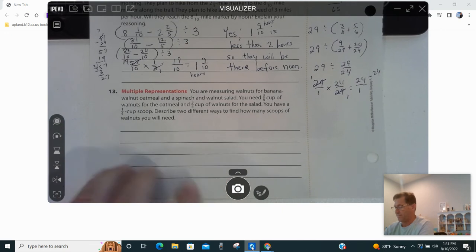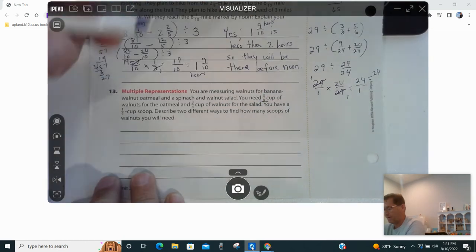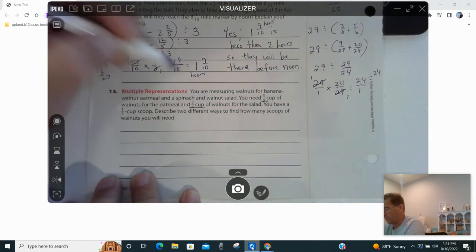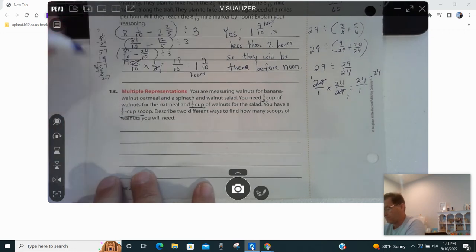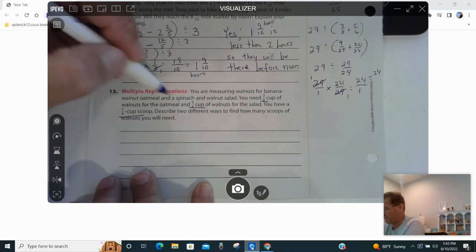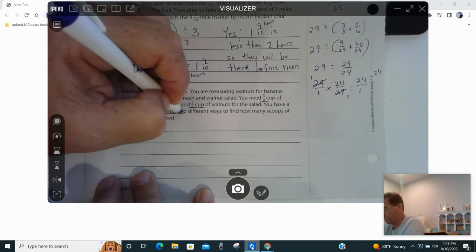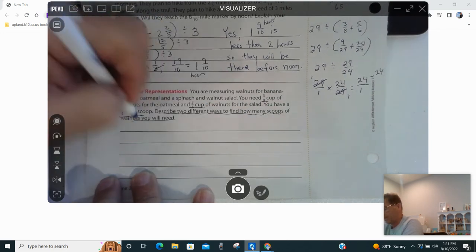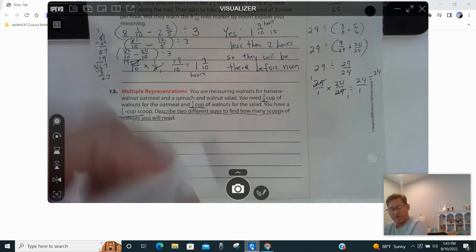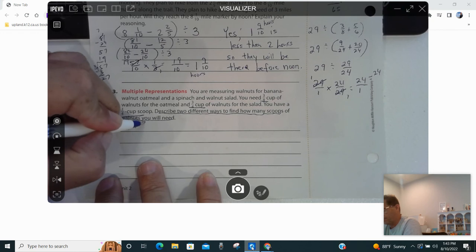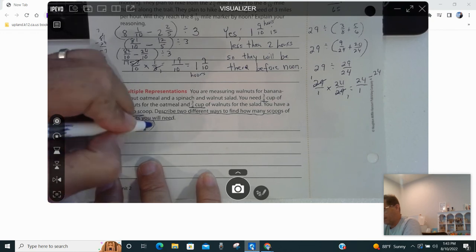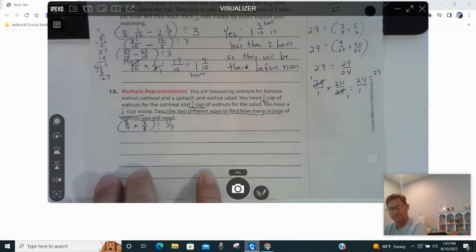All right, and 13. You are measuring walnuts for banana walnut oatmeal and a spinach and walnut salad. You need 3/8 cup of walnuts for the oatmeal, 3/4 cup of walnuts for the salad. You have a 1/4 cup scoop. Describe 2 different ways to find how many scoops of walnuts you'll need. All right, so we could say 3/4 plus 3/8 divided by 1/4.